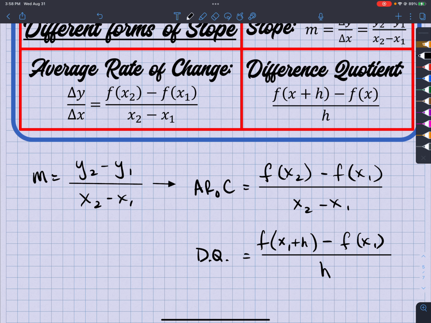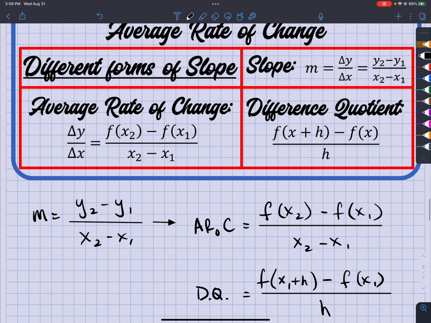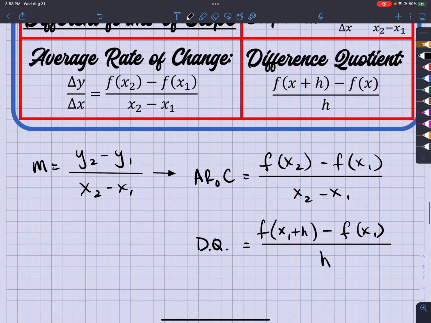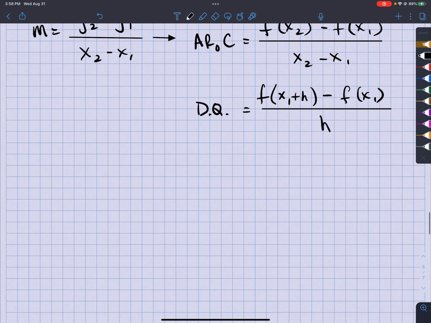So all three of these do consider talking about slope, all right? So we gotta be careful about that. So let's say, for example, let's say f of x is equal to x squared, okay? And let's say, for example, let me see here.